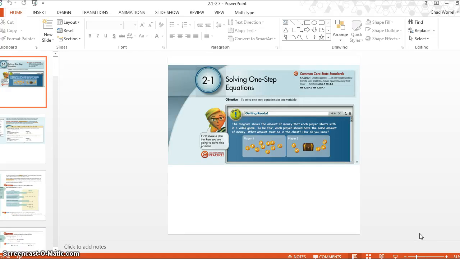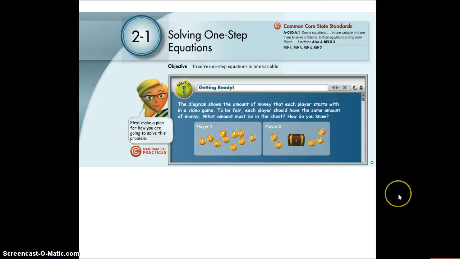Right, now we're going to go through solving one-step equations. This is chapter 2, section 1. In solving one-step equations, what we're trying to do is take what we learned from last chapter in terms of setting up the equation, and now we're going to focus mathematically: how do we solve it? So how do I go through and solve this problem?